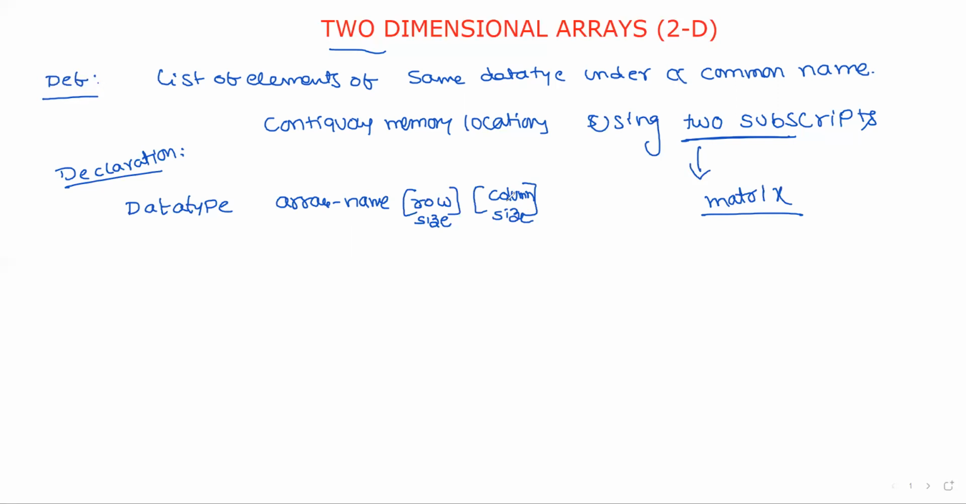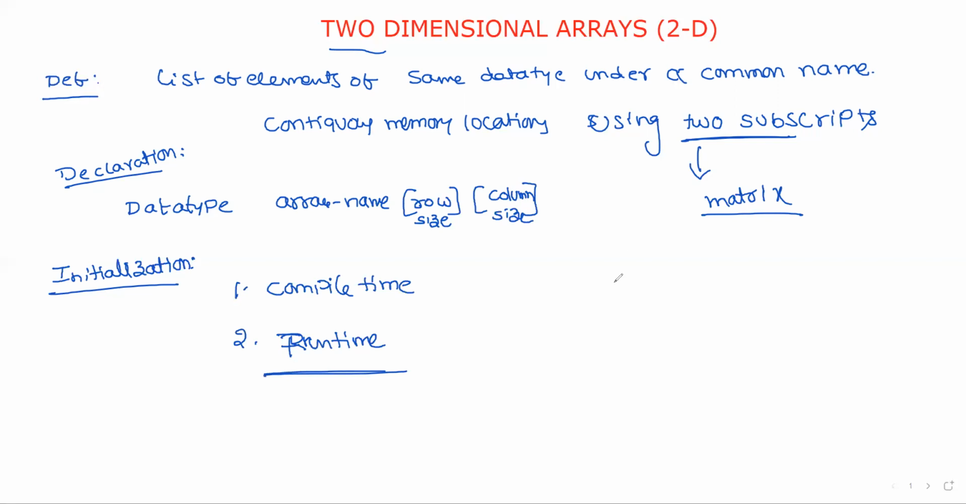A matrix is created. Now, once the declaration is completed, next we will move to initialization. What do you mean by initialization? We already know assigning values is called initialization. Again, we have two types of initialization. One is compile time initialization. Second one is runtime initialization.